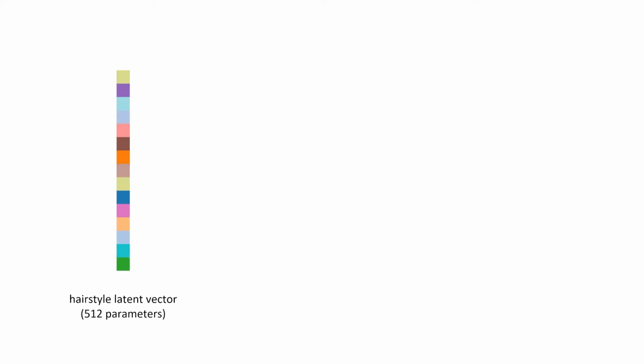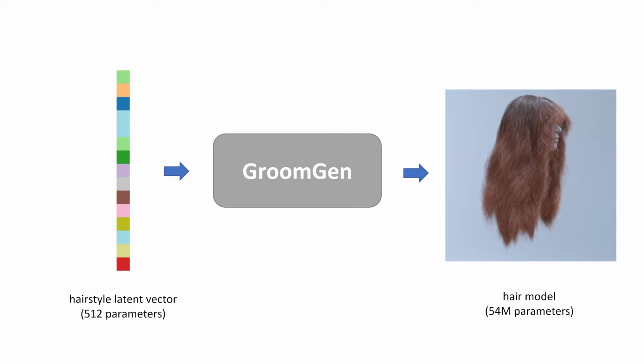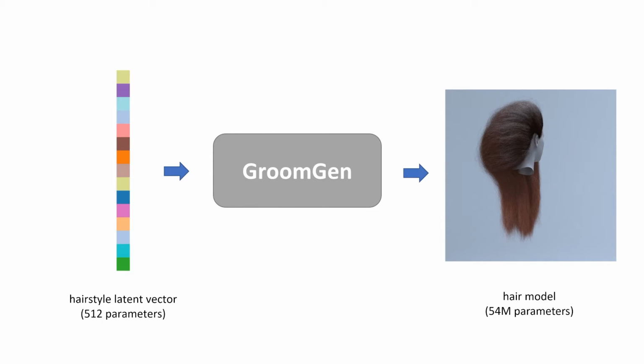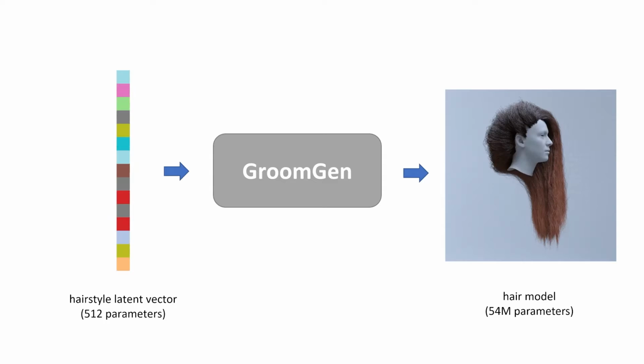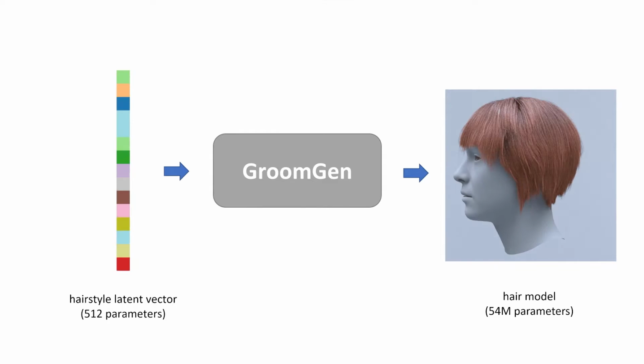The input of our system is simply a random vector of 512 dimensions drawn from normal distribution. The output is a high-quality hair model of 180,000 hairs with expressive details. Inspired by the standard hair grooming procedure in the industry, we design our system in a hierarchical structure.